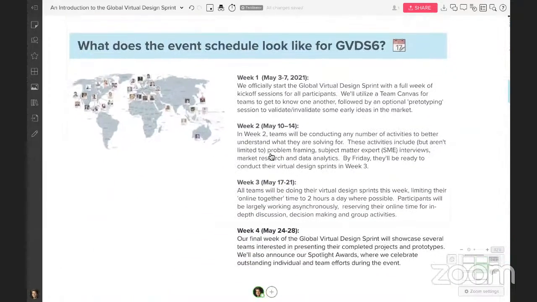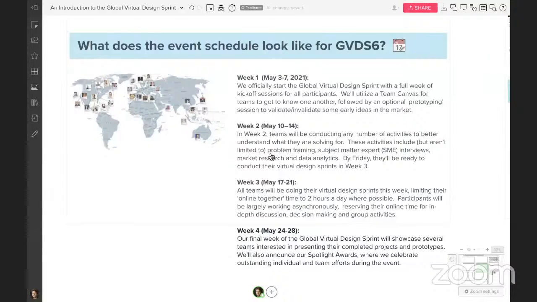In terms of what the event schedule looks like, this is a month-long event. So this is not something where it's just a day or 2 days like a hackathon. This is literally a month-long experience. The majority of the intensity of the work in terms of doing the actual virtual design sprint is probably going to happen in either May 10th of week 2 or week 3. Most all teams are going to be going through week 3 to do their virtual design sprints. Some, because of scheduling, will do them on week 2. It will all depend on how the team comes together and when people are going to be available, but we're going to be working through that.